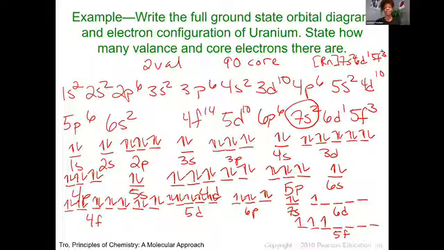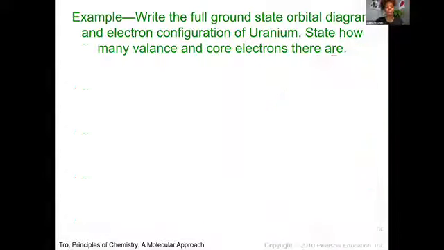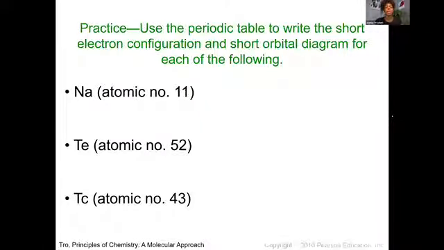Okay, so a lot going on here, but hopefully you followed along. All right, so we're going to do a couple more examples and then we're going to conclude here. And so here we're going to be practicing writing our short electron configuration, a short orbital diagram. So if we find sodium, the noble gas that comes before it is neon.